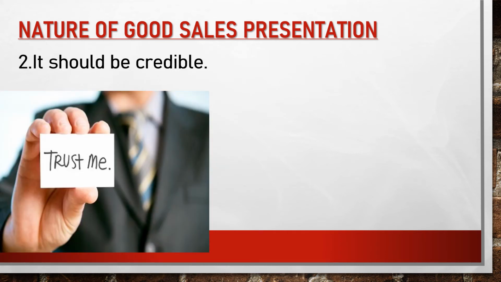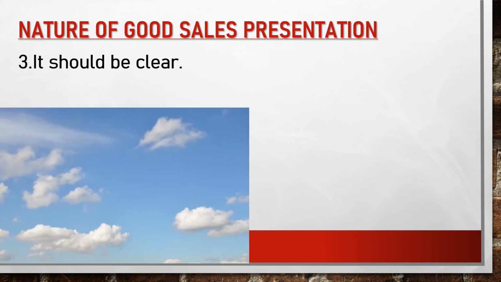Secondly, it should be credible. The points delivered by the salesman should be trustworthy, and the customer should believe the facts delivered by the salesman about his product. Thirdly, it should be clear. The points which are to be presented by the salesman should be clear and legible so that the customer could derive information about the product.